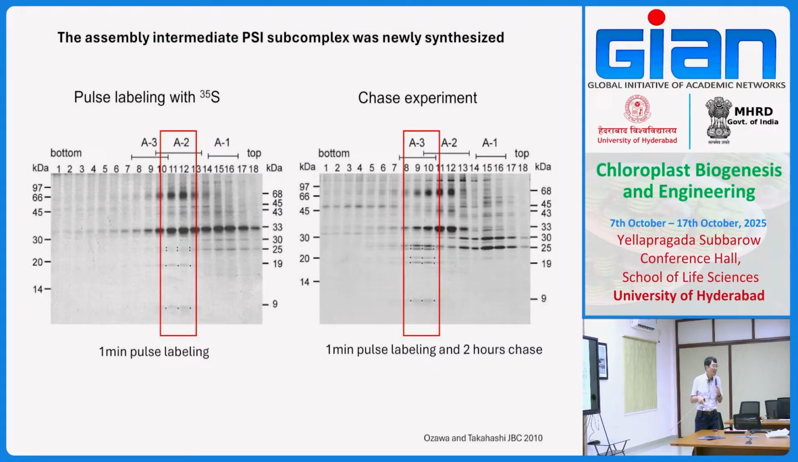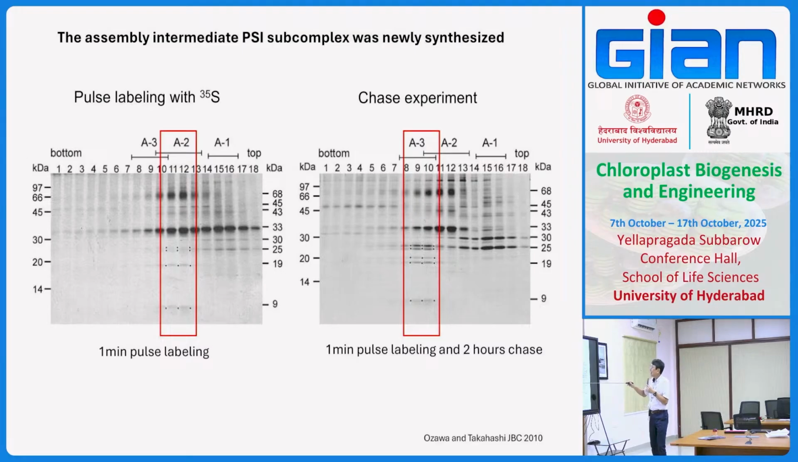After separating on the sucrose gradient, you can see how the newly synthesized proteins are distributed. After the 2-hour chase experiment, for example photosystem 2, this smaller fraction of PS2 almost disappeared and shifted to the heavier fraction. So within 2 hours, newly synthesized PS2 protein is completely assembled and separated in this fraction.